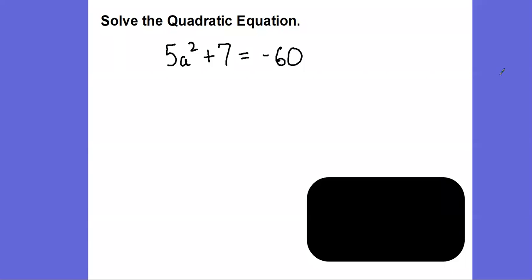Solve the quadratic equation 5a squared plus 7 equals negative 60. So I've got to get a by itself. I'm going to subtract 7 on both sides to get that process started. Those are going to cancel out. This is 5a squared equals negative 67.